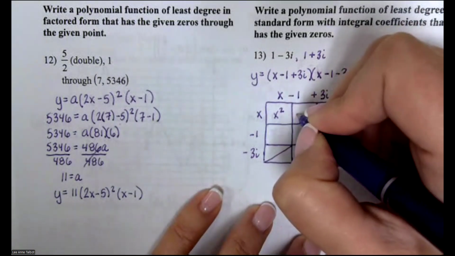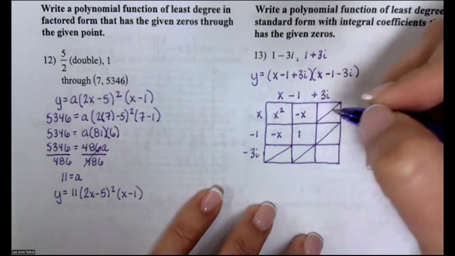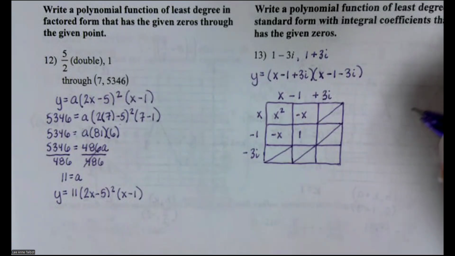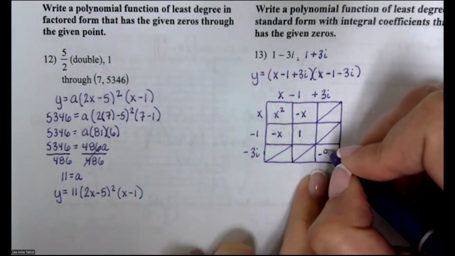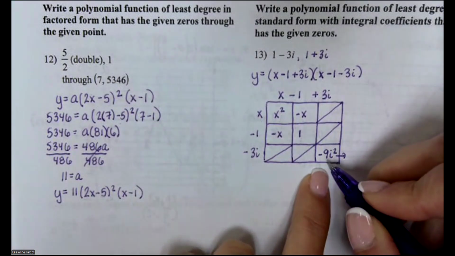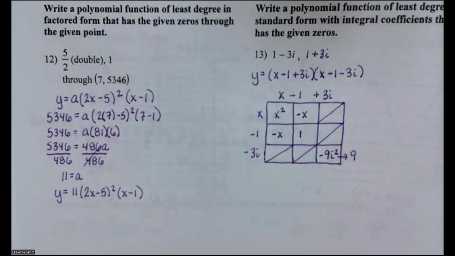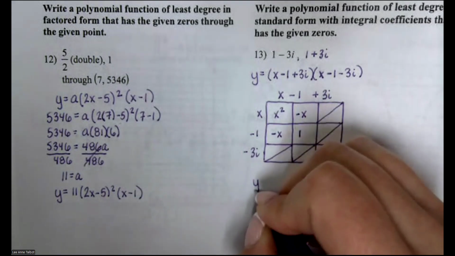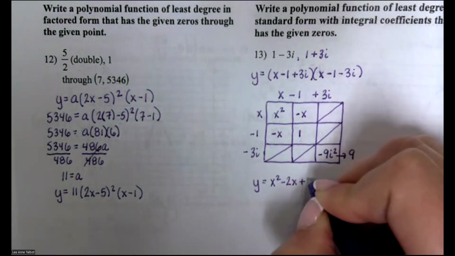x squared, negative x, positive 1. Okay, this is negative 9i squared. Negative 9i squared is positive 9. y equals x squared minus 2x plus 10.